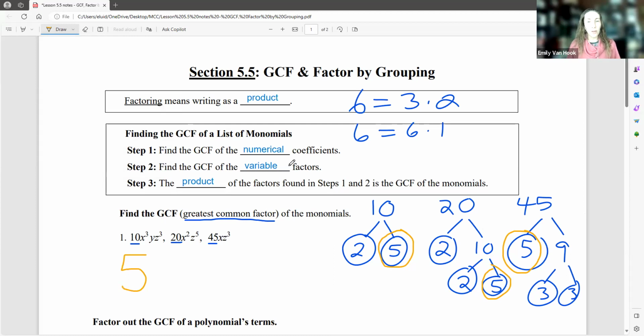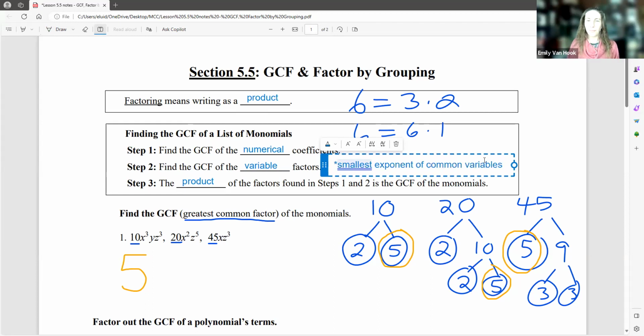Now that brings us to the variables. So to find the GCF of the variable factors, I'm just going to type a note for us off to the side here. We want to take the smallest exponent of any common variables. Okay, so the smallest exponent of any common variable.